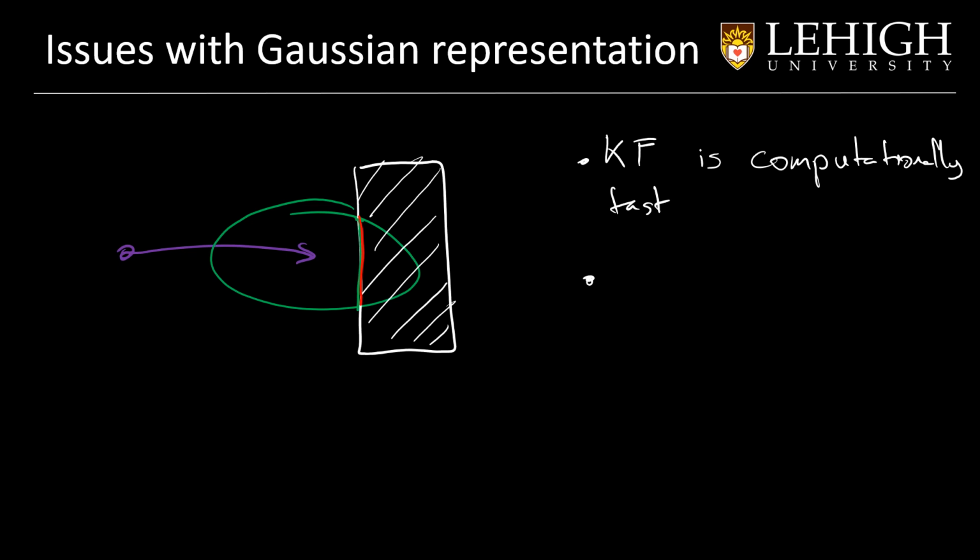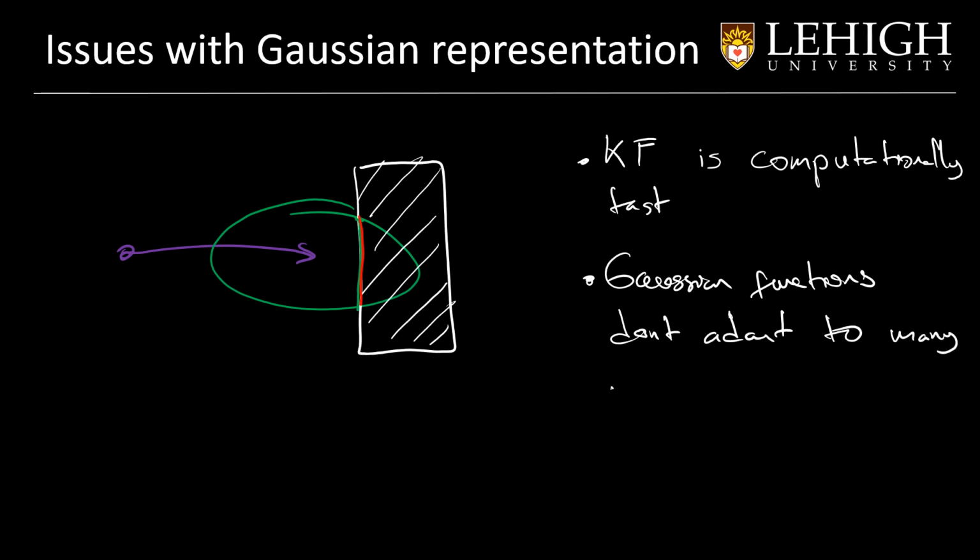So on one side we have that the Gaussian functions don't adapt to many real scenarios, and we also have an assumption of linearity that does not apply for all types of robots.